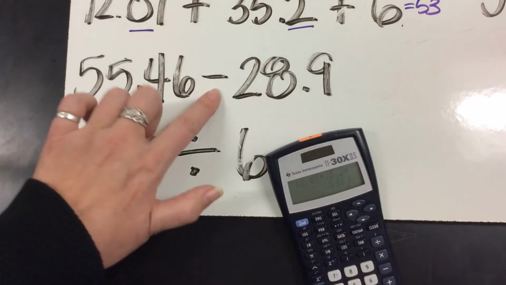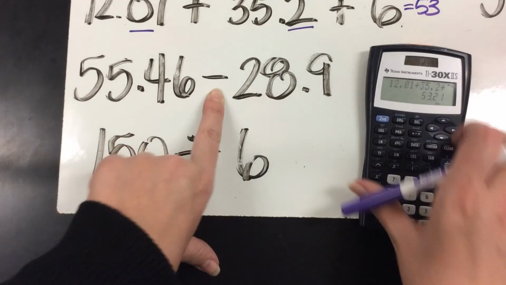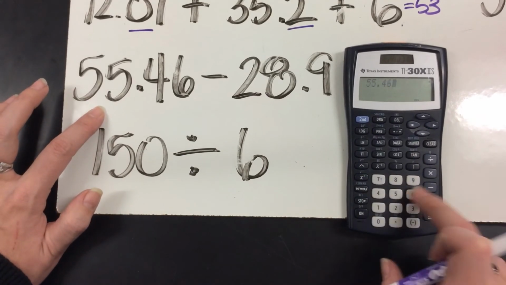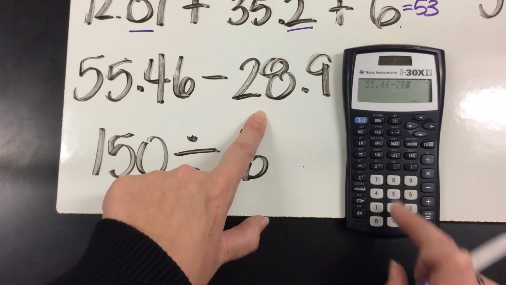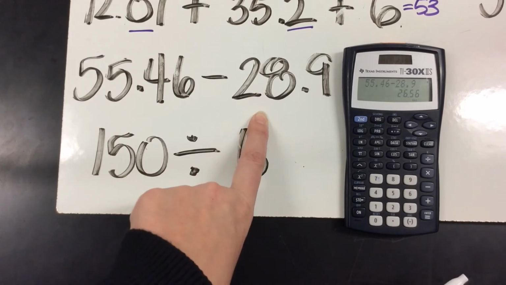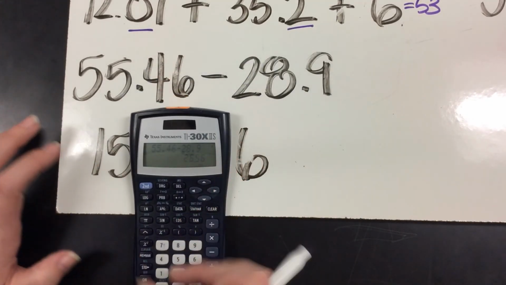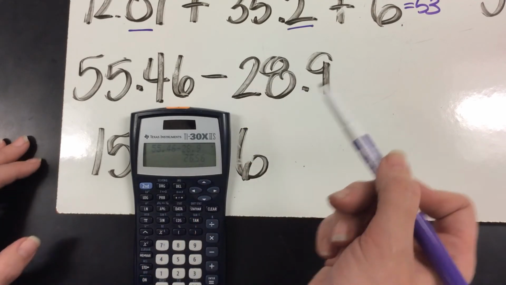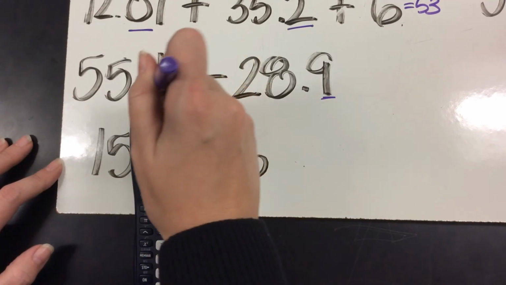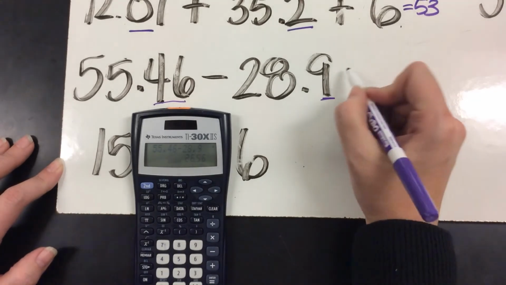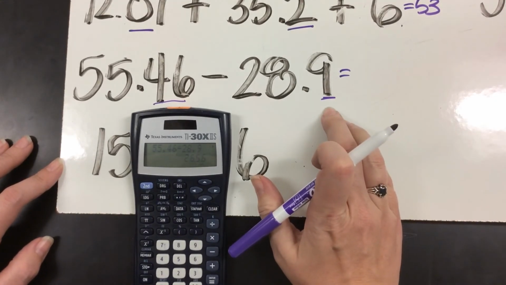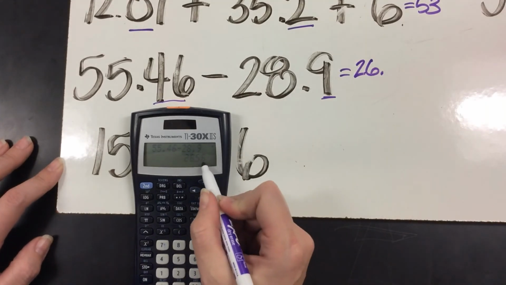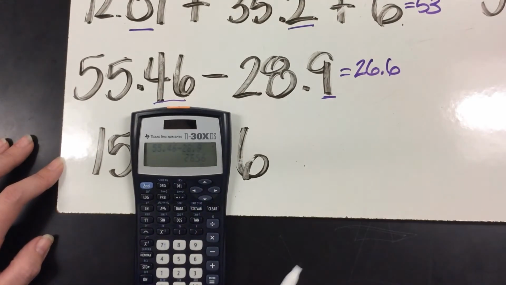Now on the next one, we're subtracting. So again, we're going to look at the least amount of decimal places for my answer. 55.46 minus 28.9, it equals. My calculator says that it's 26.56. Look at my input numbers. Here I have 1 decimal place. There I have 2. My answer can only have 1 decimal place. So we're going to round this so it's 26.6, makes the 5 go up to a 6.